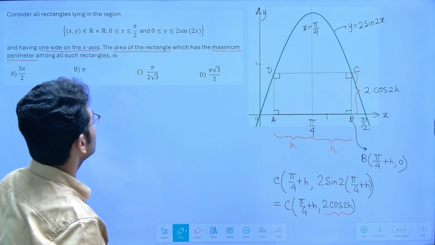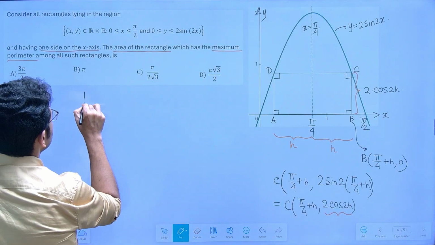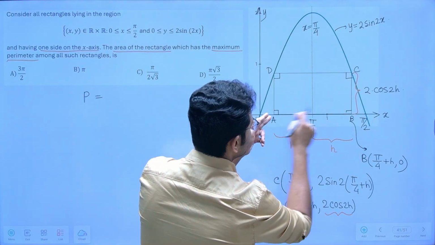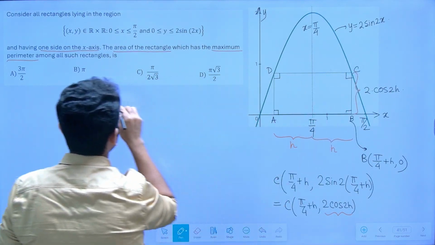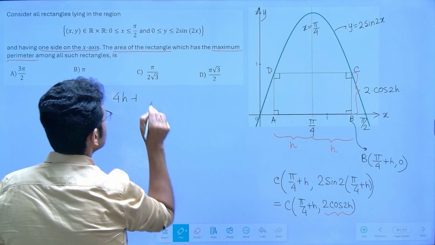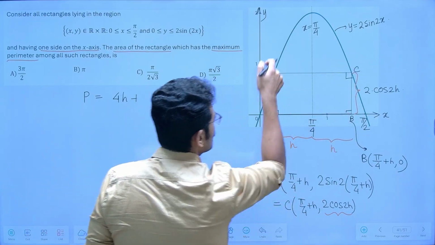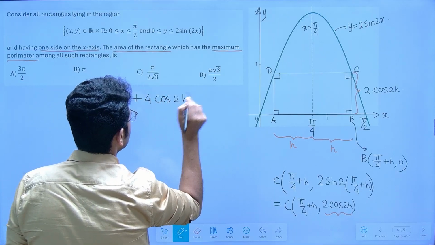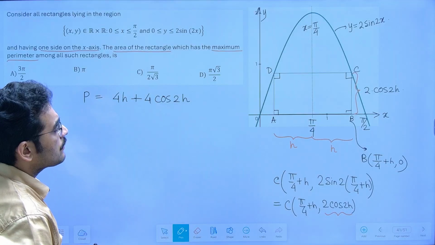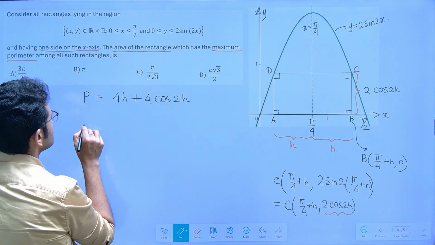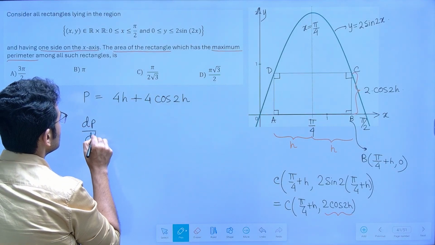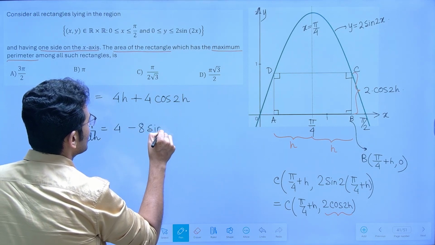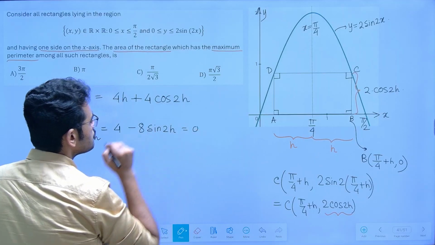So we need to maximize the perimeter of the rectangle. So perimeter P will be equal to, this side length is 2h plus 2h, so that is 4h, plus 2 cos 2h plus 2 cos 2h, that is 4 cos 2h. This is the perimeter of the rectangle. We need to maximize this function. So dP/dh equal to 4 minus 8 sine 2h. This should be equal to 0.